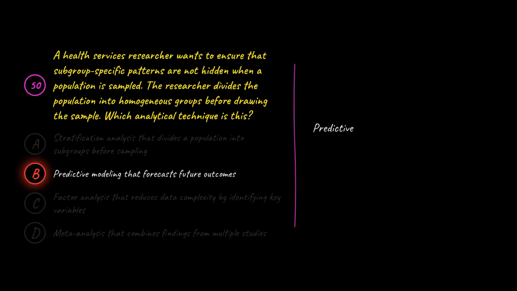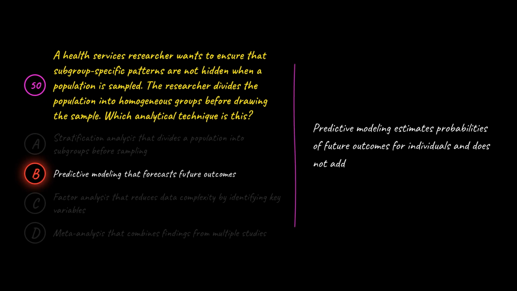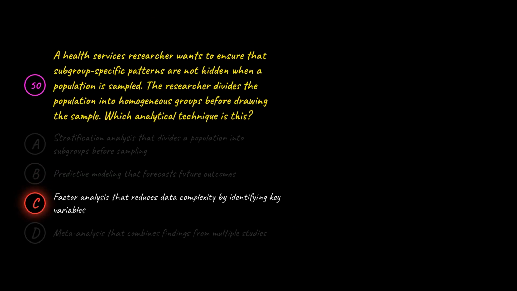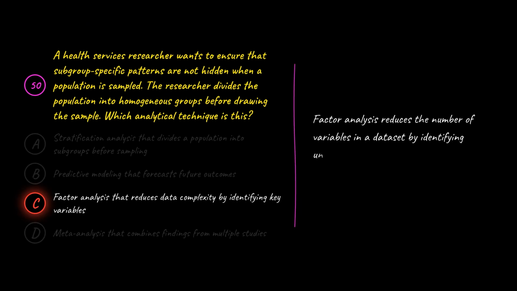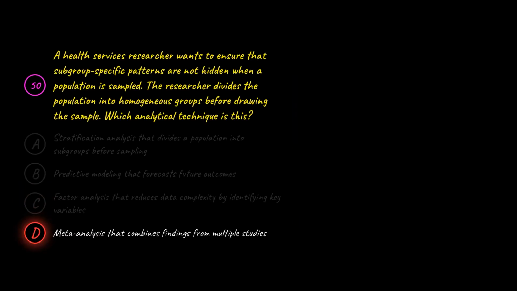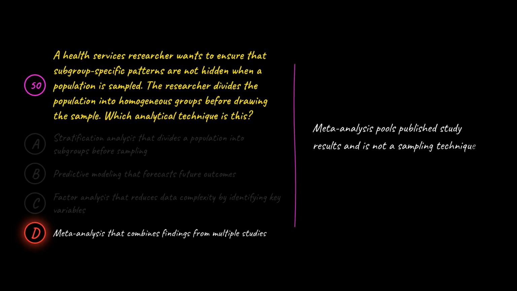B is wrong because predictive modeling estimates probabilities of future outcomes for individuals and does not address subgroup sampling. C is wrong because factor analysis reduces the number of variables in a dataset by identifying underlying factors. It is unrelated to subgroup sampling. D is wrong because meta-analysis pulls published study results and is not a sampling technique inside one study.